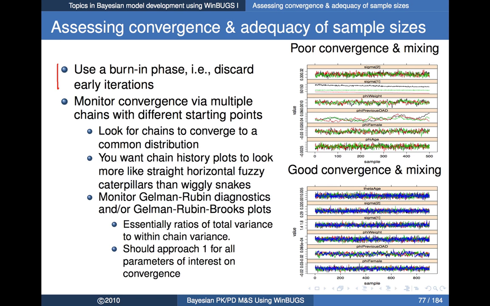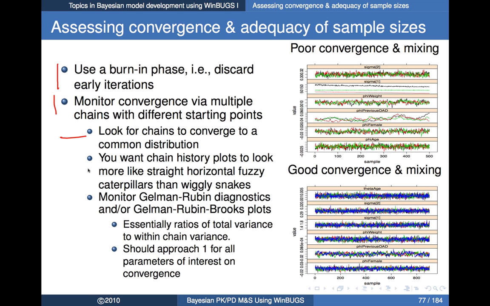Another thing that we're going to want to do is monitor for convergence, so that we can get some idea when it's achieved and thus know when to actually start collecting the samples and keeping them for making inferences. And the best way for doing that is to monitor convergence using multiple chains that have different starting points and seeing whether or not they appear to converge to a common distribution.